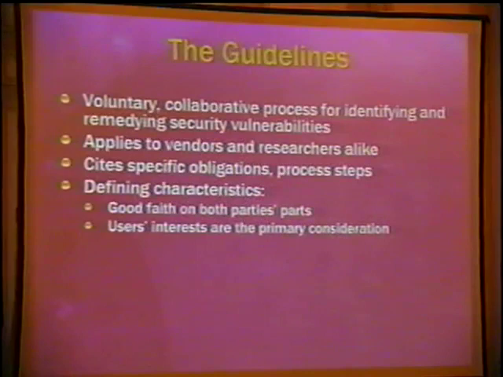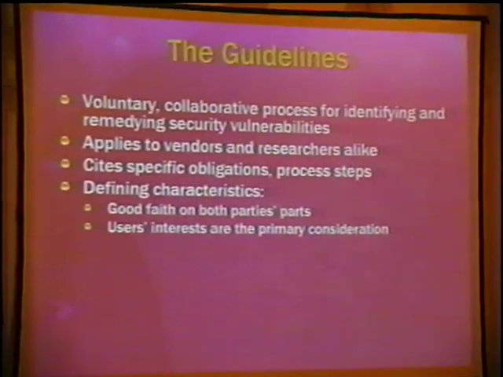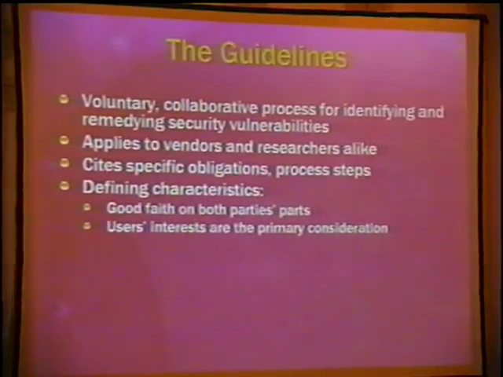So the development process has been a voluntary collaborative process that we go through, and the guidelines themselves specify a process that is in that same vein, voluntary and collaborative in dealing with the security vulnerabilities to go forward. And as I mentioned, it applies equally to vendors and researchers. Has specific pieces going through it. We'll go into some of those as we go along. But it relies upon good faith on both parties. Right? If one party is trying to take advantage of the other in doing something with the security vulnerability information, then the process will fail.